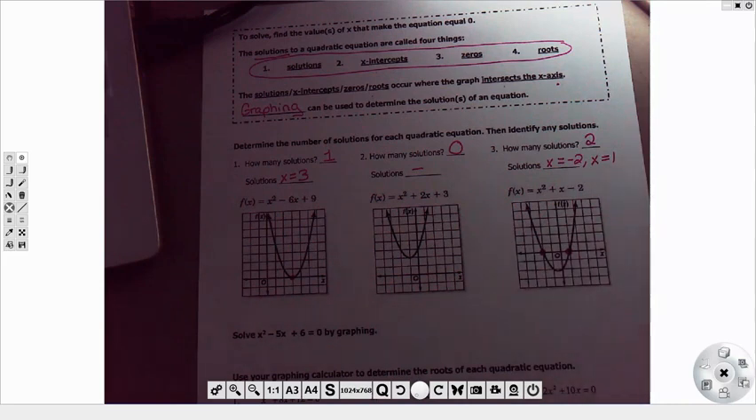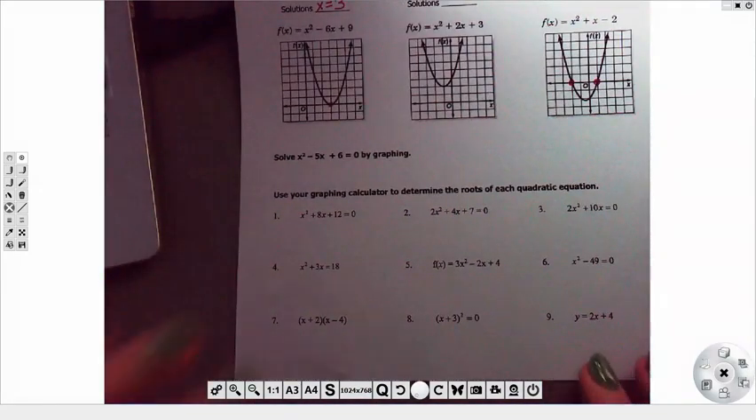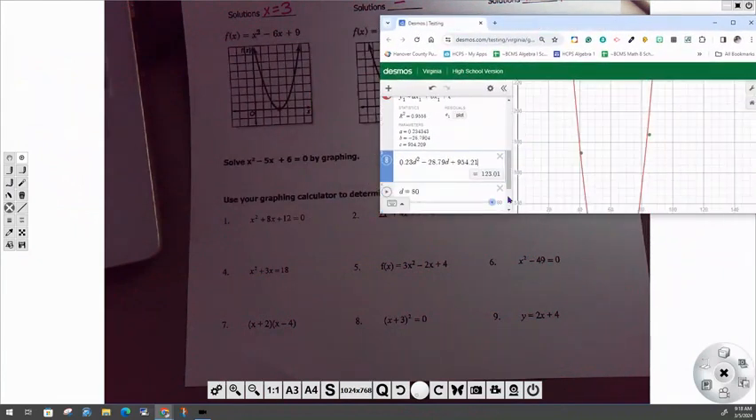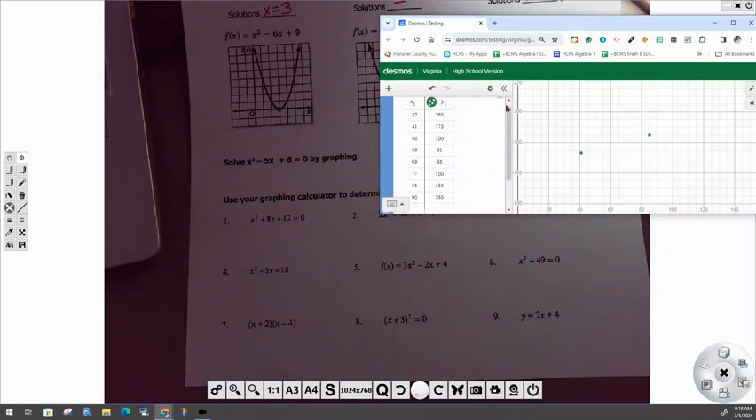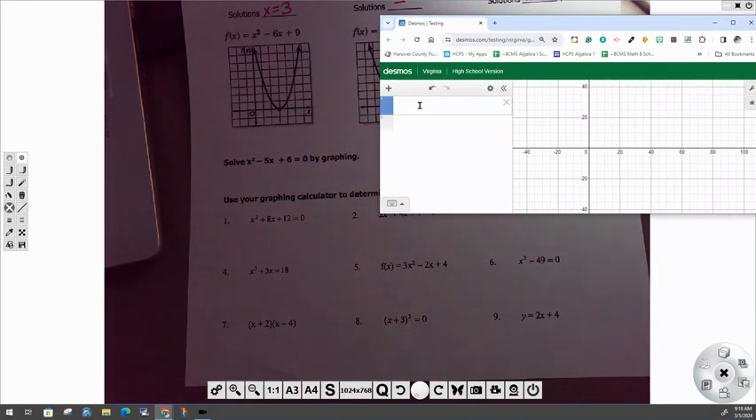All right, now this is where Desmos is amazing. We can use our Desmos to help us graph and find our solutions. So I'm going to pull out my graphing calculator and clear it all out. And we're going to put in our equation. So we're going to say x squared minus 5x plus 6. I don't need to put 0.